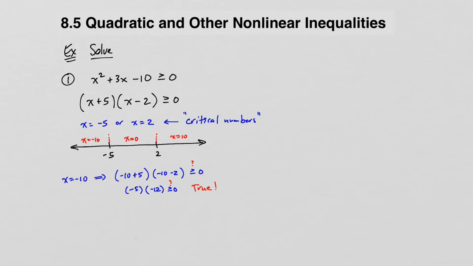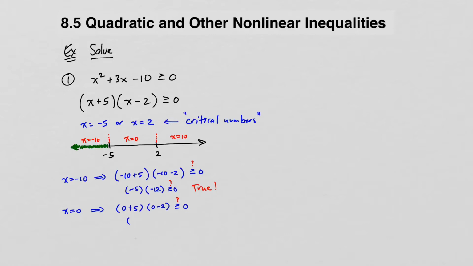Okay, so this is true. That means that negative 10 is a solution to this inequality, but that means that any number on this interval would be a solution. So we're going to shade in all numbers on this interval. These are all solutions to the inequality. Now we're going to repeat that process for the next test number, which is x equals 0. If you plug in x equals 0, you get 0 plus 5 times 0 minus 2 is greater than or equal to 0. And then we do the math.